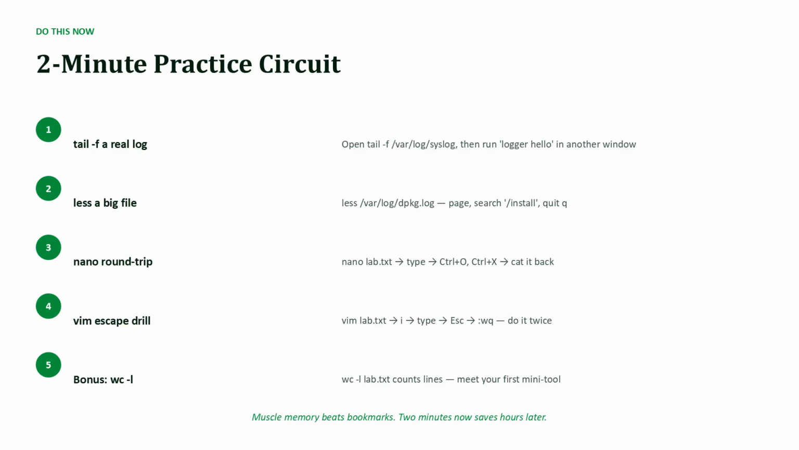3. The Nano round trip. Open, type, Ctrl+O, Ctrl+X. Then cat the file to prove it's saved. 4. The Vim escape drill. Open Vim. Press I. Type something. Escape, :wq. Do that twice so your fingers own it. And a bonus tool, wc -l counts lines in a file. Small, but it returns in Part 12 when we start chaining commands.